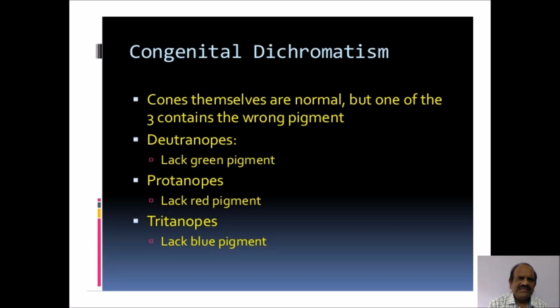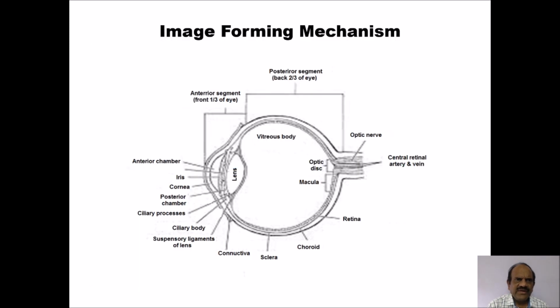Now regarding congenital dichromatism, I have told you that the cones themselves are normal, but one of them contains the wrong pigment. We have seen its types: deuteranopes, protanopes, and tritanopes. Then, what is the important part remaining is the image forming mechanism which is present in the eye. Now let us concentrate here.